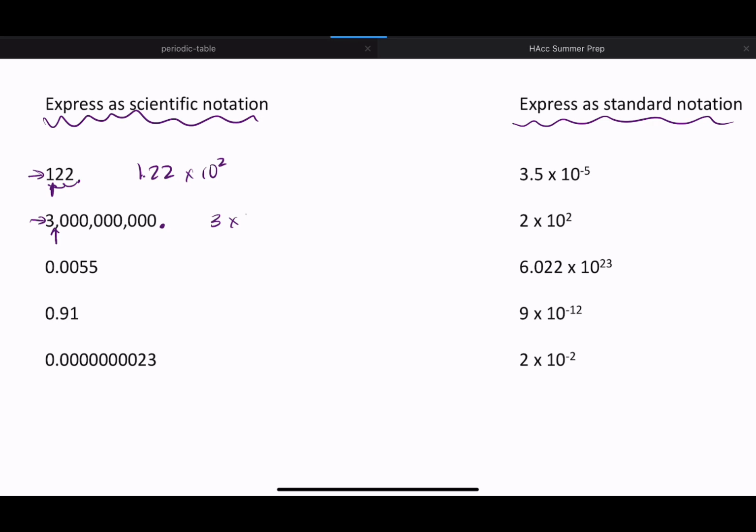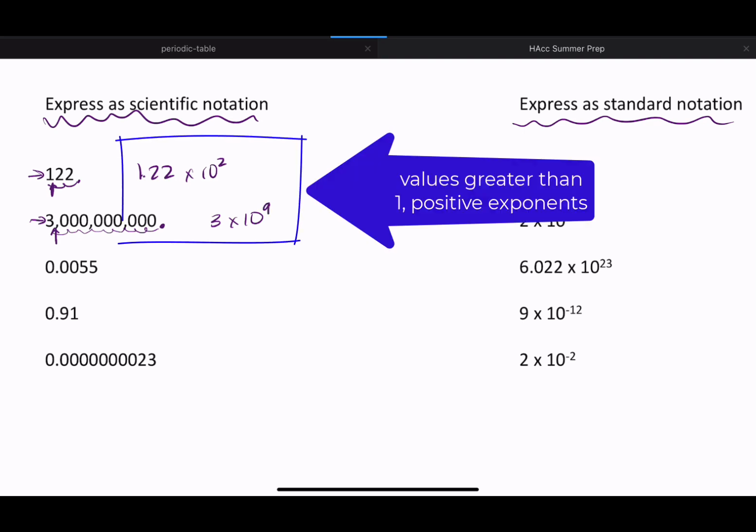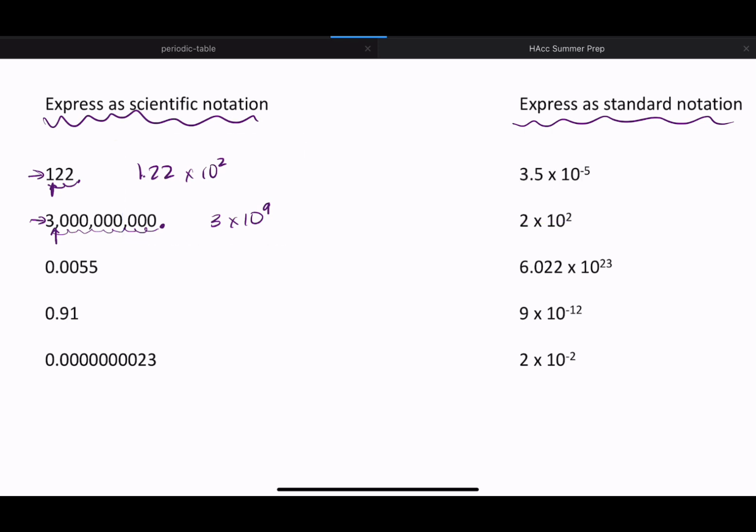So this is going to be 3 times 10 to the 1, 2, 3, 4, 5, 6, 7, 8, 9, times 10 to the 9th. Positive 9, because this is expressing a large number greater than 1. Here we've got 5.5, so we need the decimal to be here. It's currently here, so we have to move it 1, 2, 3 places. But it's going to be a -3 because this is a small number less than 1, so it should be a negative exponent.